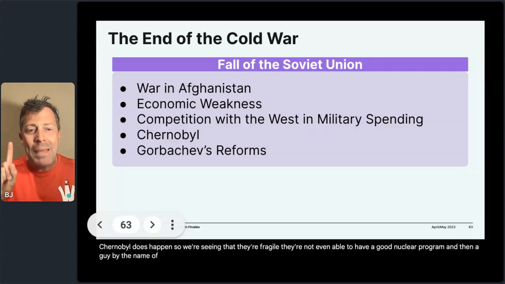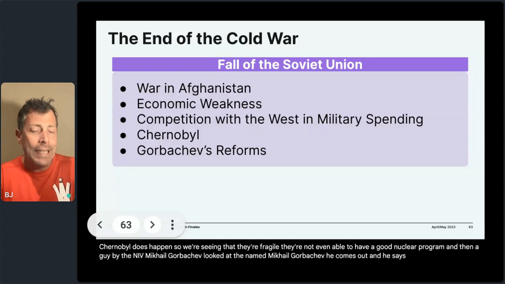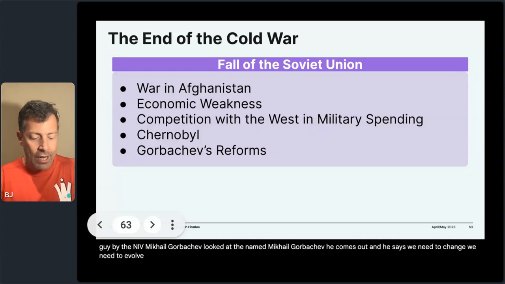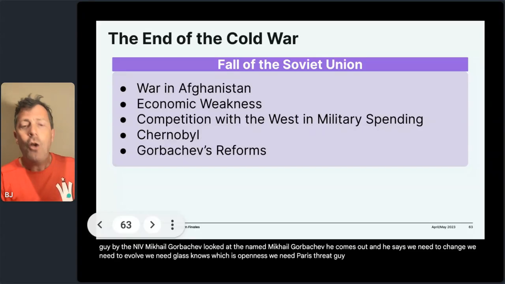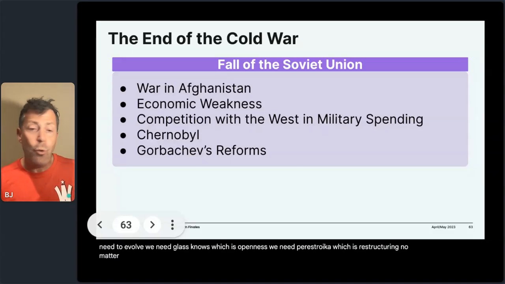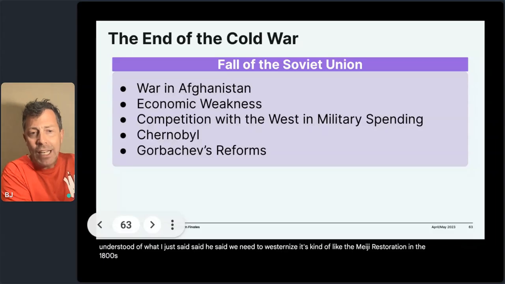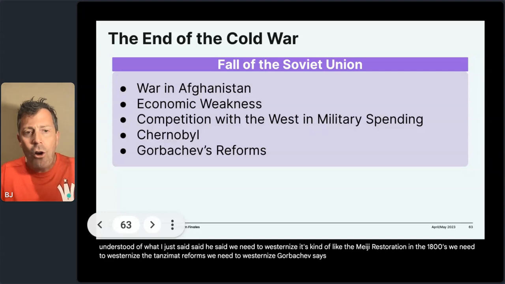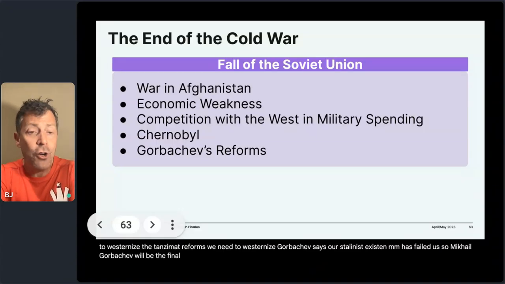And then a guy by the name of Mikhail Gorbachev, look at the name, Mikhail Gorbachev. He comes out and he says, we need to change. We need to evolve. We need glasnost, which is openness. We need perestroika, which is restructuring. No matter what you understood of what I just said, he said we need to westernize. It's kind of like the Meiji Restoration in the 1800s. We need to westernize. The Tanzimat reforms, we need to westernize. Gorbachev says our Stalinistic system has failed us. So Mikhail Gorbachev will be the final communist leader of Russia.